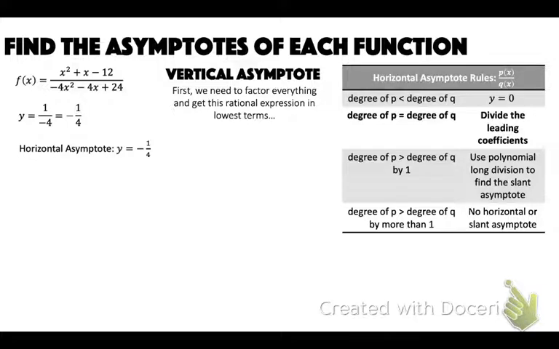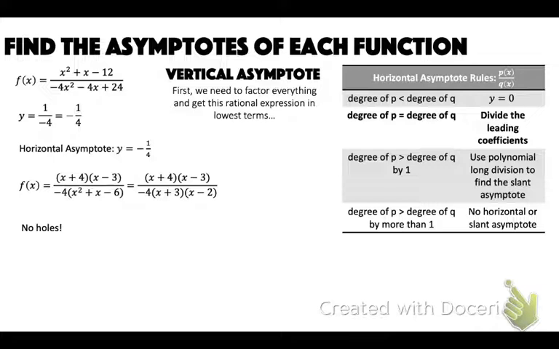Vertical asymptote, we first need to factor everything and then get it in lowest terms. So we have x plus 4, x minus 3 for the top. I factored out a -4 on bottom, and we have x squared plus x minus 6, which factors to be x plus 3 and x minus 2. So there are no holes here, nothing cancels. And then x plus 3 equals 0, we get x equals -3. x minus 2 equals 0, we get x equals +2. So our vertical asymptotes are at -3 and 2.